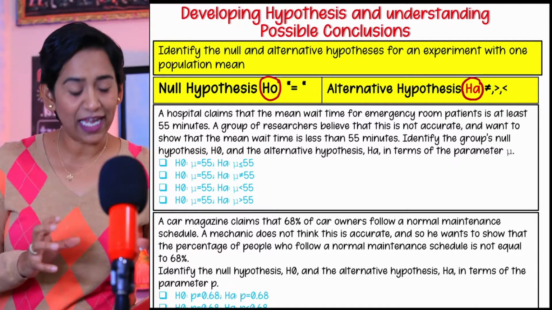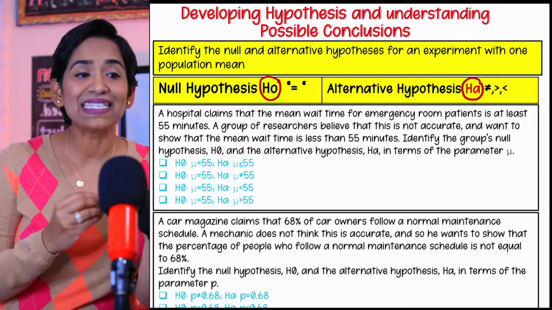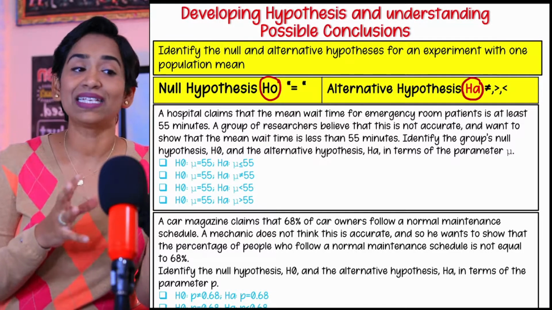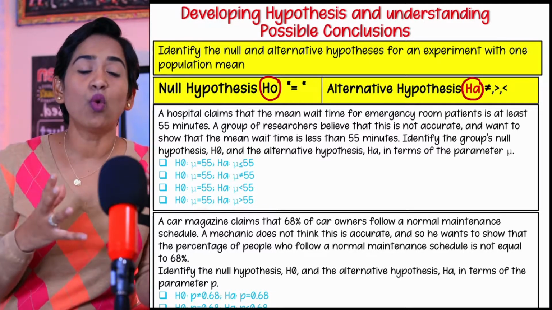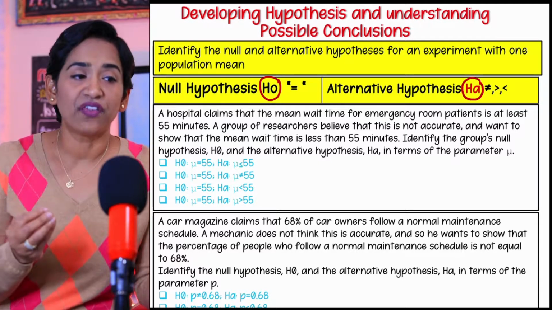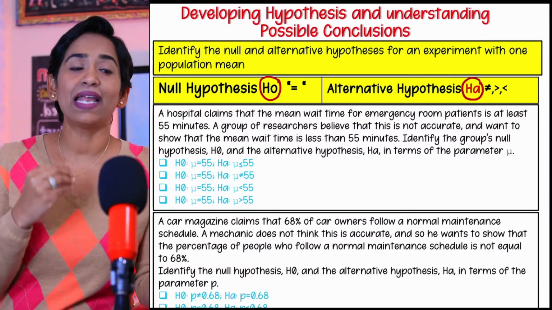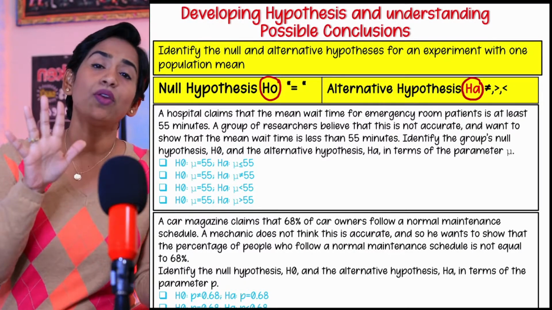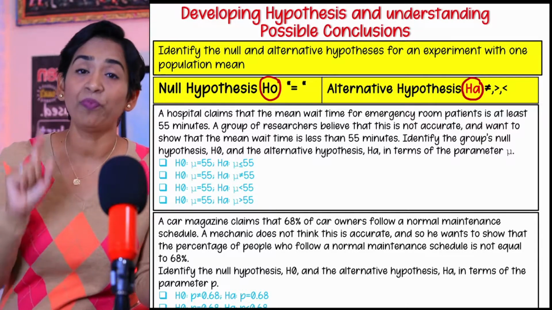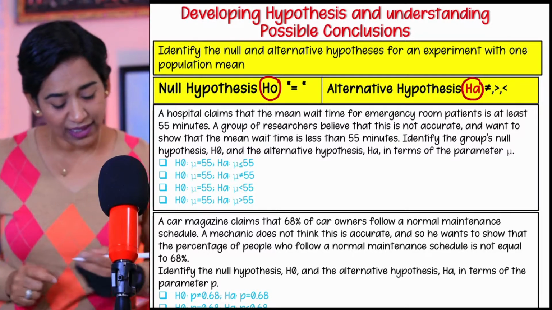A hospital claims that the mean wait time for emergency room patients is at least 55 minutes. A group of researchers believe that this is not accurate and want to show that the mean wait time is less than 55 minutes. They're asking you to identify the group's null hypothesis and alternative hypothesis. Now, I don't have to look deep for my null hypothesis because I know it's always equal to. I would always recommend starting with your alternative hypothesis. So let's go ahead and do that here.